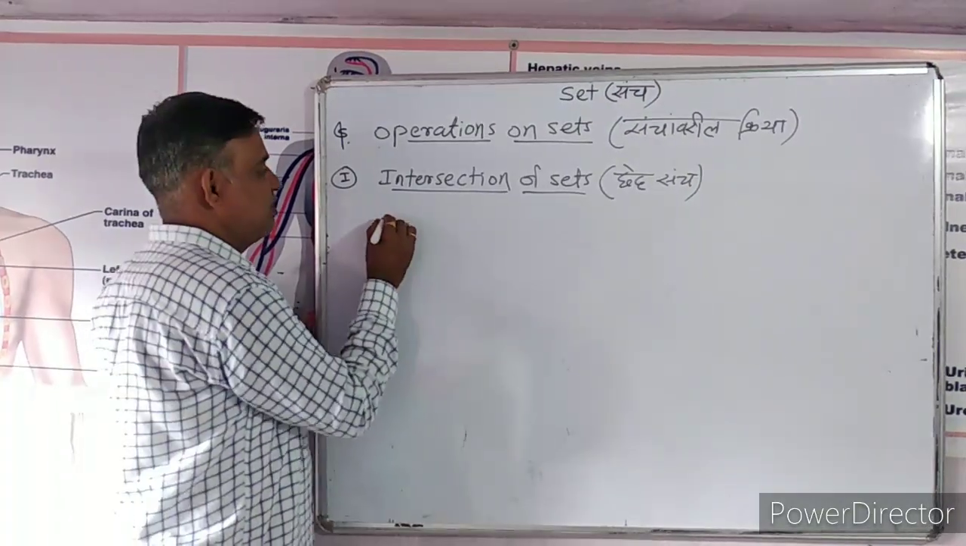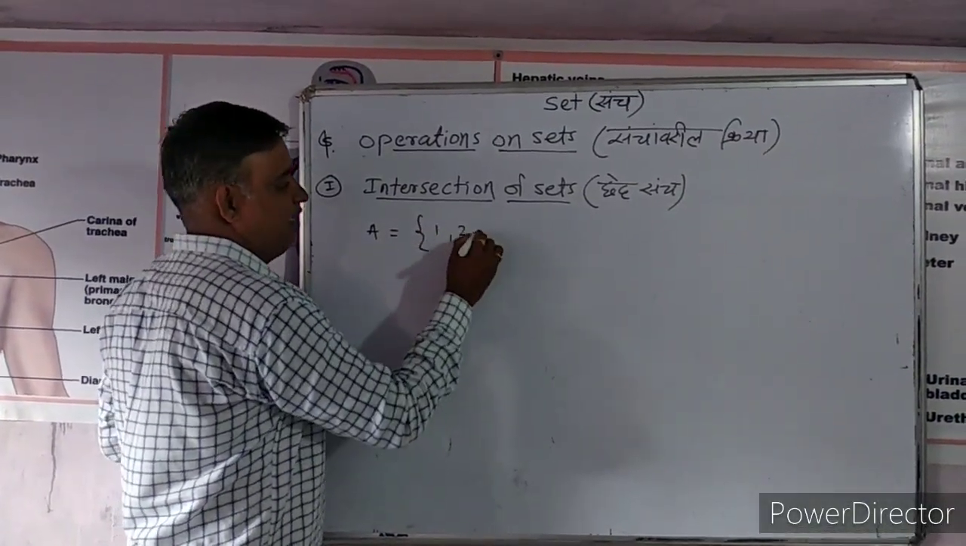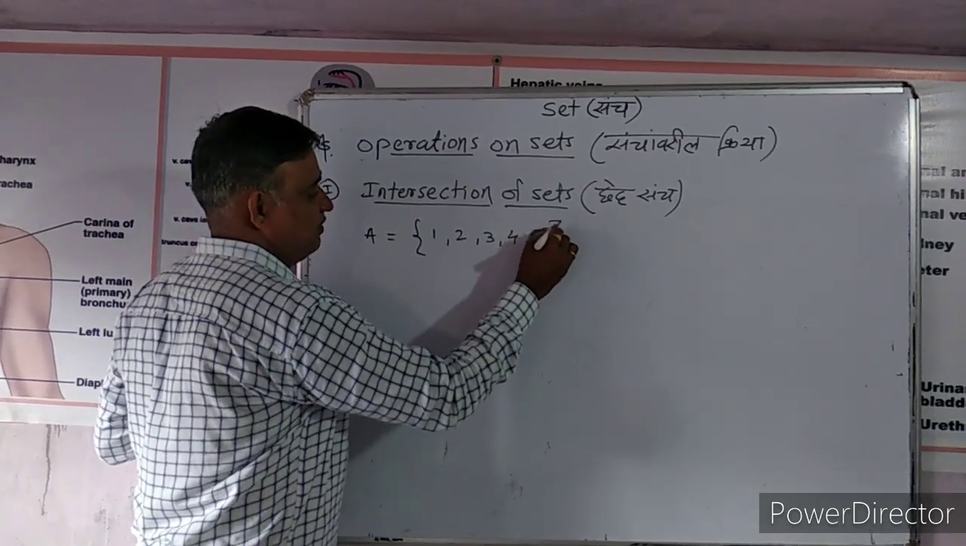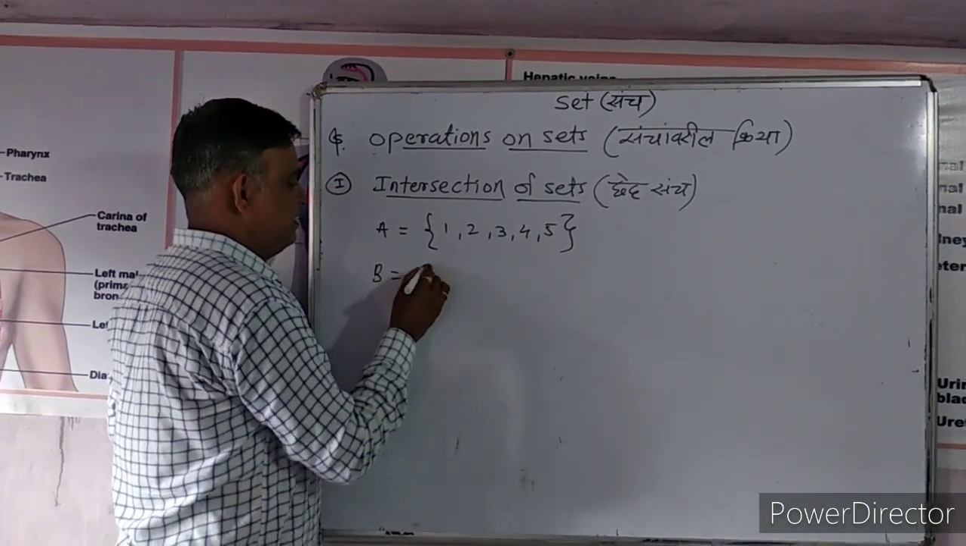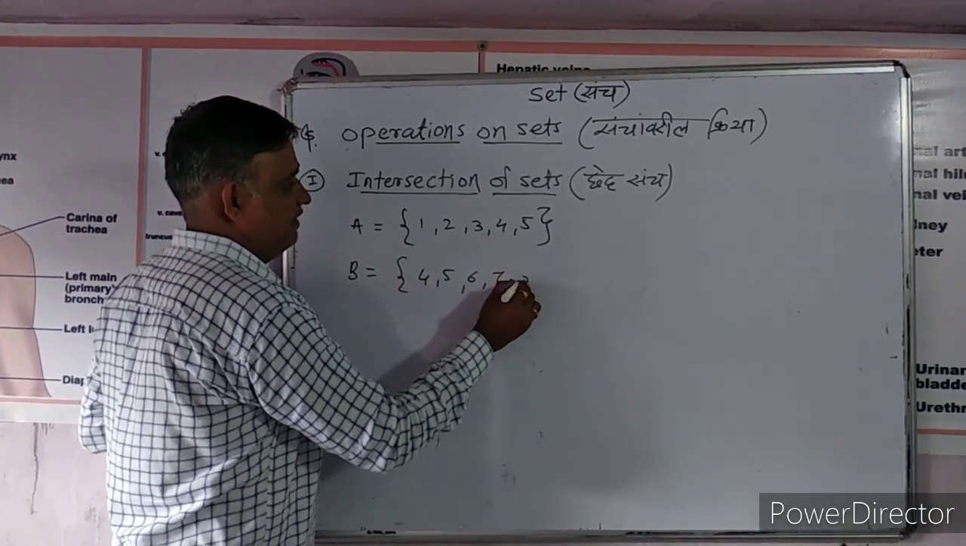For example, suppose A is equal to, in curly brackets, 1, 2, 3, 4, 5, B is equal to, in curly brackets, 4, 5, 6, 7, 8.